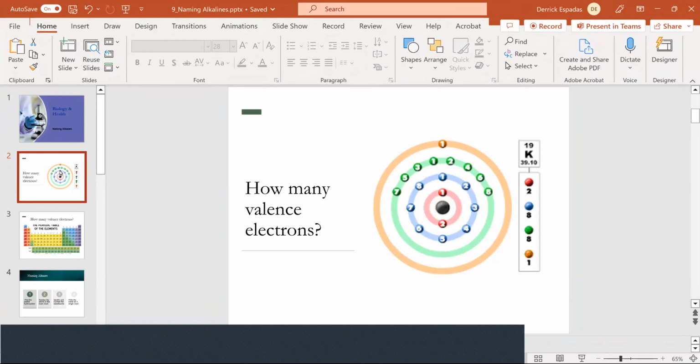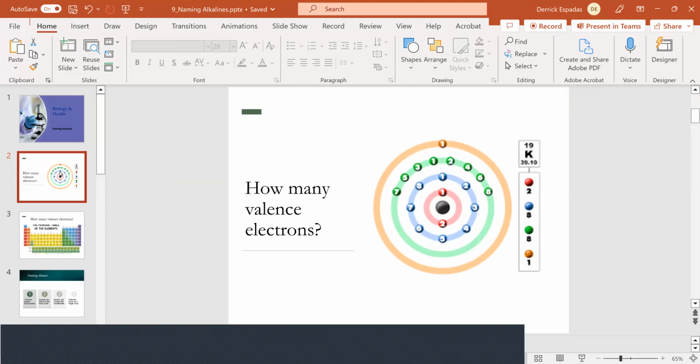In this case, we're looking at potassium. If we look at the periodic table, we see that it has 19 electrons. So in the first valence, we're going to have 2. Now, each valence after that has 8. So we're just going to start adding them up until we reach that 19.